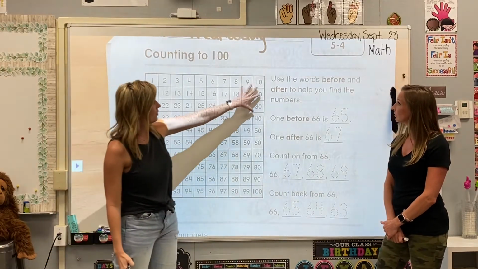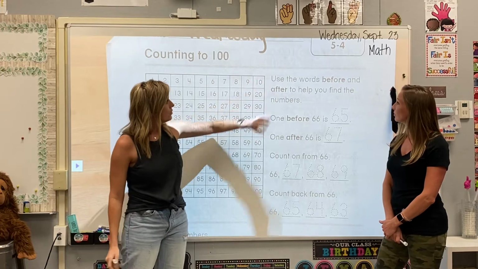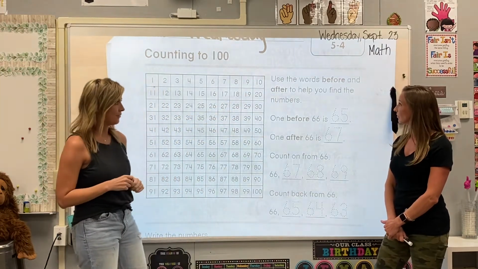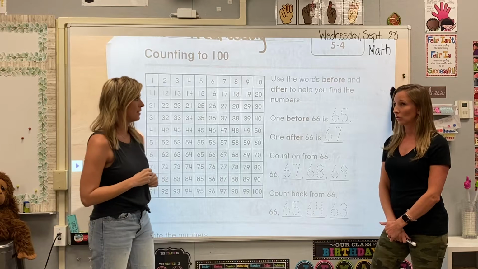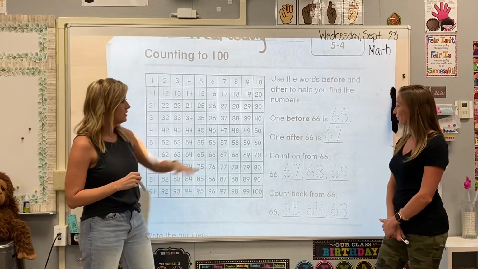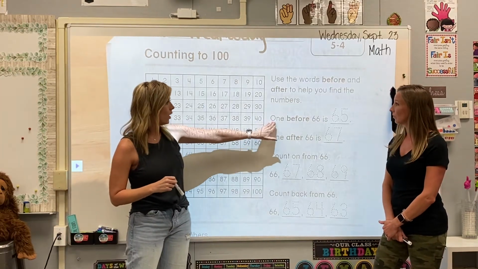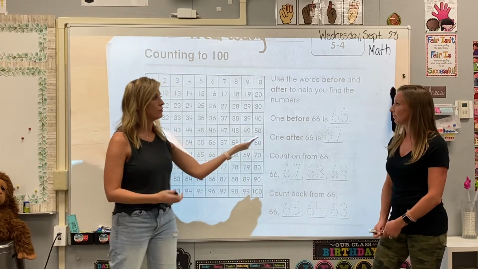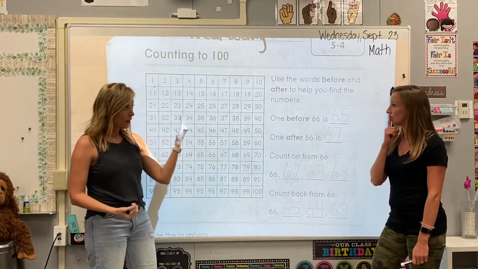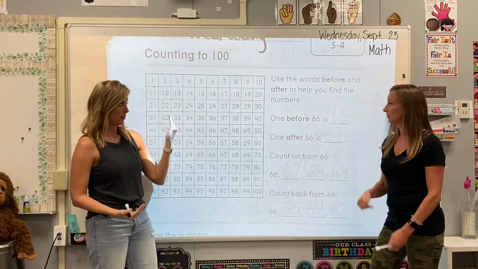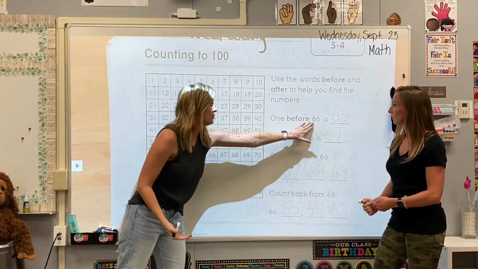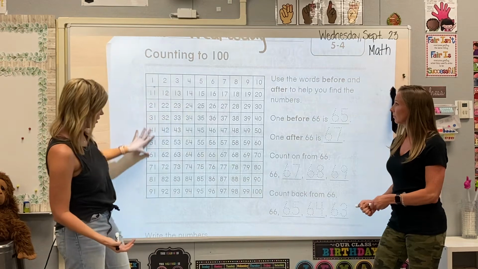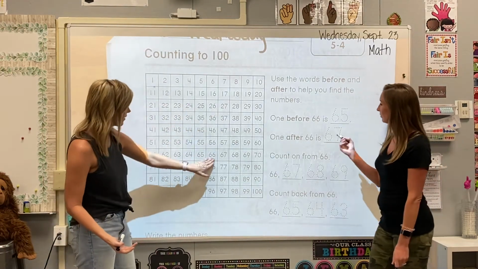Let's start with this sentence right here. Use the words before and after to help you find the numbers. Okay. So this example says 1 before 66 is blank. So before means it's smaller. It comes before that number. So I might look for 66 on my hundreds chart. Woo, there it is. Okay.